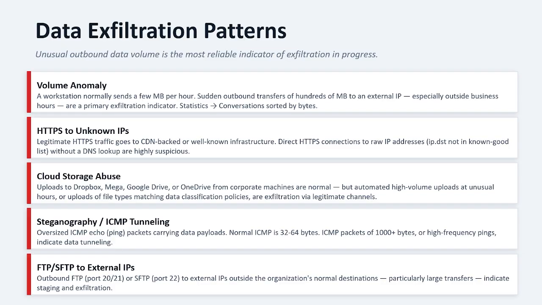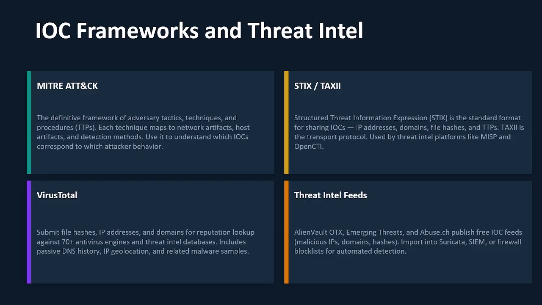FTP to external IPs. I mean, really, FTP is a great protocol, but it should be used sparingly just because it's not secured. There's SFTP, not FTPS, but SFTP, which is a secured version of FTP. But if you see traffic which is not normally using FTP or SFTP suddenly start using that, well, that can be an indicator.